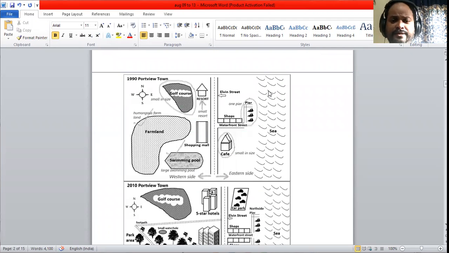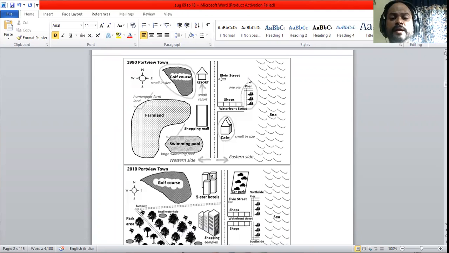So here the question is a map. The map shows how Port View town has changed in 2010 compared to 1990. So we can say that Port View town is a small town which is divided into two, the eastern side and the western side.